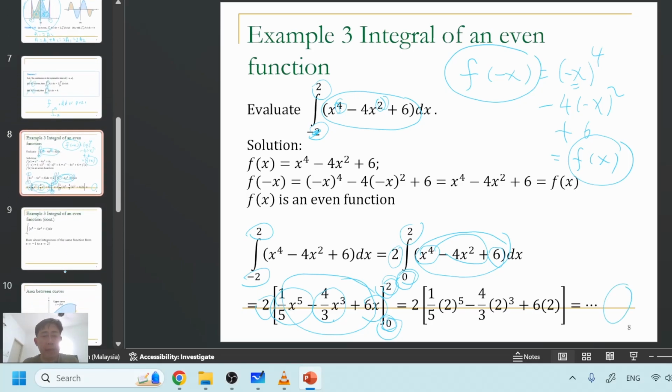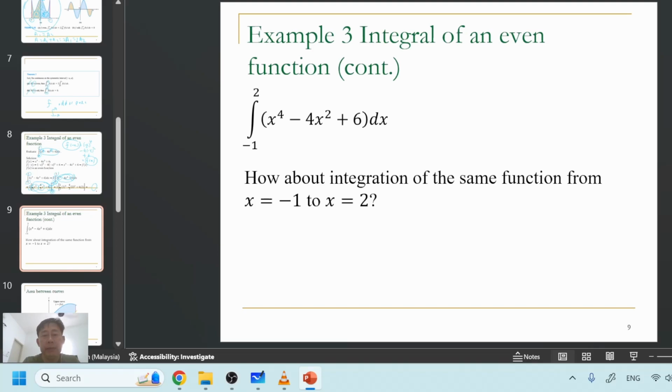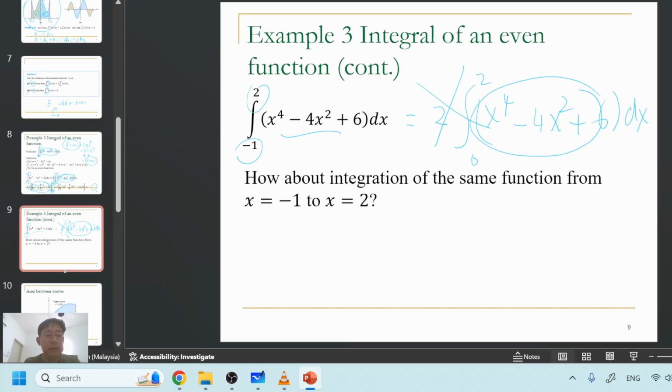This can only be applied to an even function that is to be integrated from minus a to a. But you can't apply this, right? So you can't apply this and say that this is equal to x power 4 minus 4x squared plus 6 from 0 to 2. This is so because even though the function x power 4 minus 4x squared plus 6x is even, the integration is not going from minus a to a. Therefore, you can't write this as 2 times. So this should be quite straightforwardly understood.